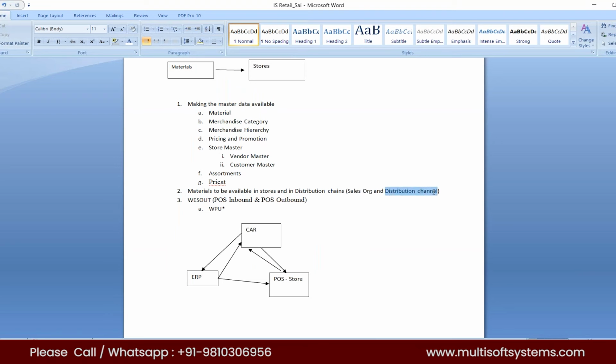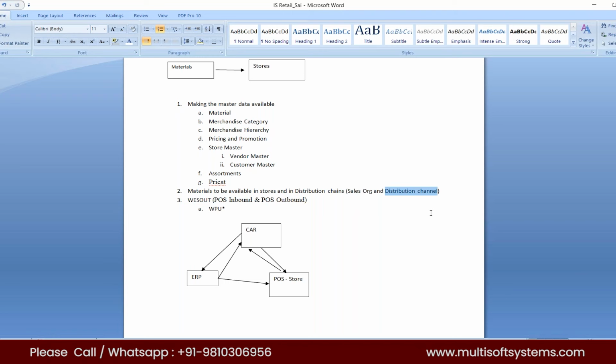Distribution channel is nothing but how you are going to sell your articles. For example, Lidl can have online store sales, it can have store sales, and it can also have third party sales, right? The method by which it is going to make its sale is called the distribution channel. For now I'm able to think of only these three methods: online, store sales, and third party sales.